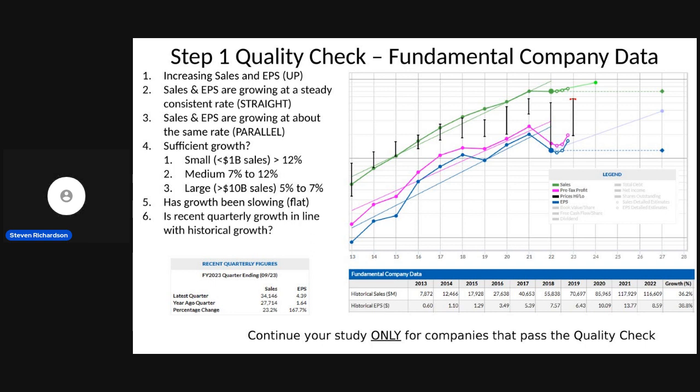The sales were 23.2%, and the 10-year growth was 36.2%. So that's in line. It's close. So they're steady. Earnings per share for this past quarter for this company, 167.7%. That's phenomenal compared to the 38.8% over a 10-year period.